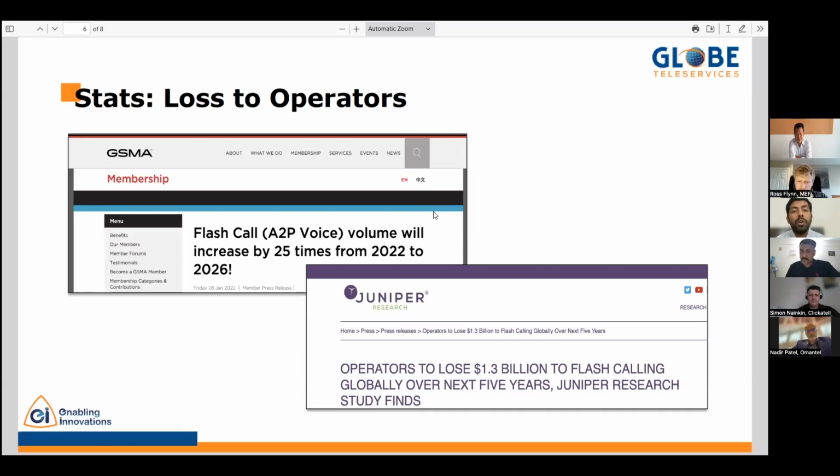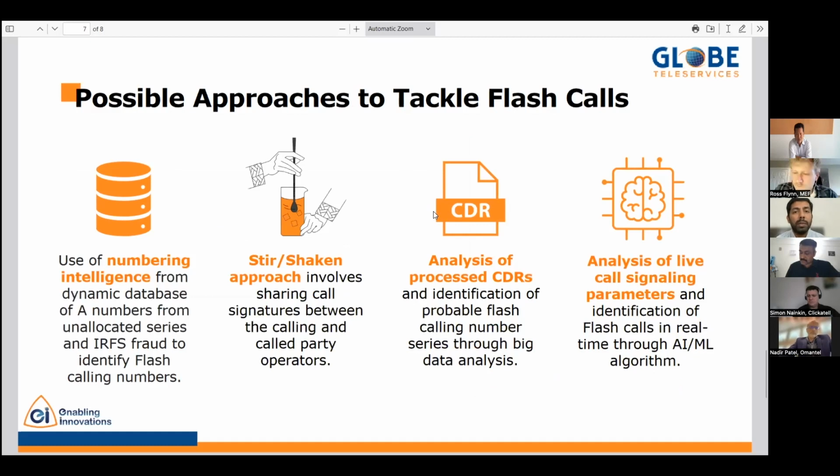So before we hand over, one final slide about some of the solutions in the market. Here are certain possible approaches to tackle flash calls. First and foremost, operators can make use of numbering intelligence. There are databases which are dynamically getting updated with a large number of A numbers or MSISDNs, which are often unallocated series or have been found through other voice fraud identification mechanisms, which are being used today to create these flash calls fraudulently.